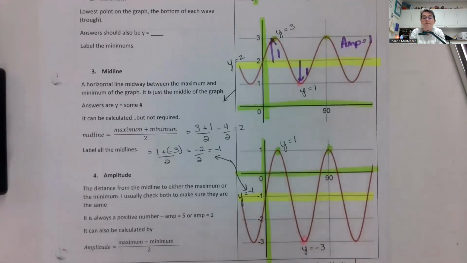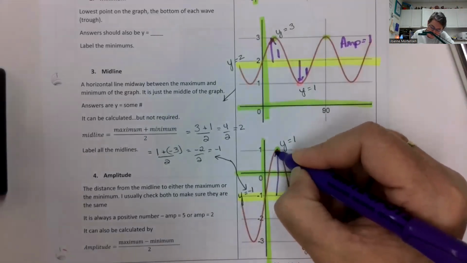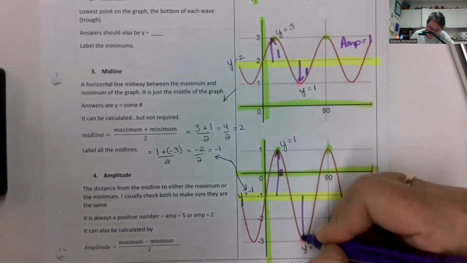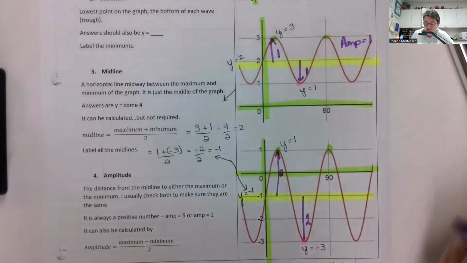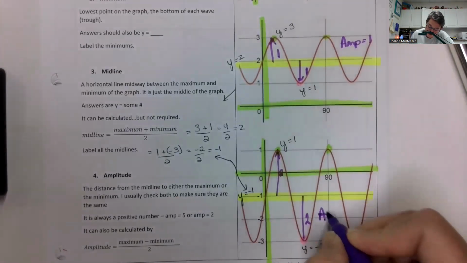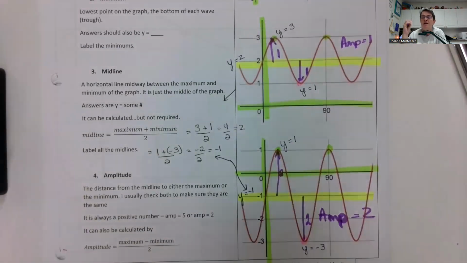You get to do the last one. Are you liking this section? You should be, because look, this is easy. From my middle to my top is 2. Middle to my bottom is 2. I guess theoretically, you don't have to count both of them. Amplitude is equal to 2. And I'm going to say it again. Amplitude is always just a number. It's not y equals. And it's always, always positive. It doesn't matter how your graph goes. It's just positive and be done with it.